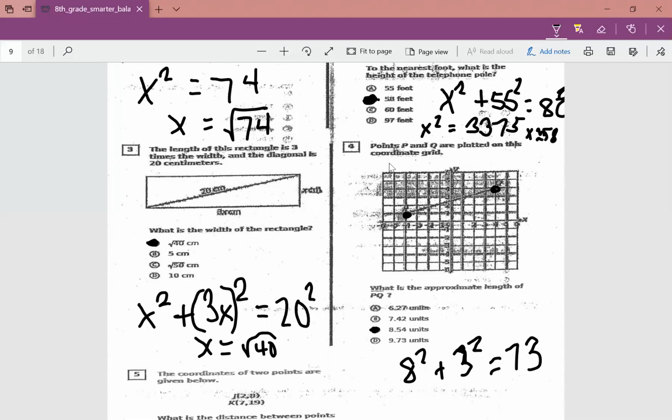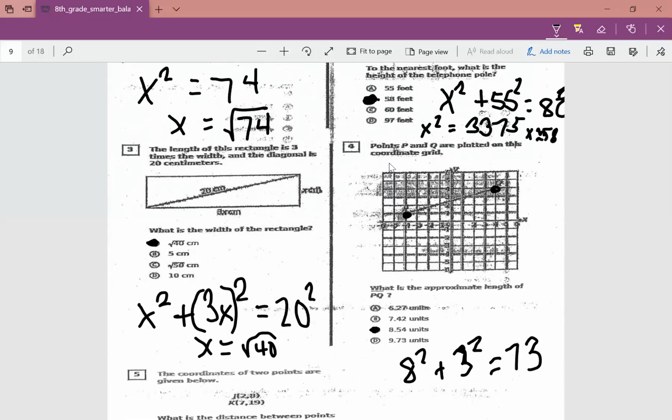So then when you solve this out, you get x squared plus 9x squared equals 20 squared. You keep simplifying down, and you wind up getting x equals the square root of 40, because 20 squared is 400. Then you can combine 9x squared and x squared to get 10x squared. 10x squared equals 400. And then that's that.